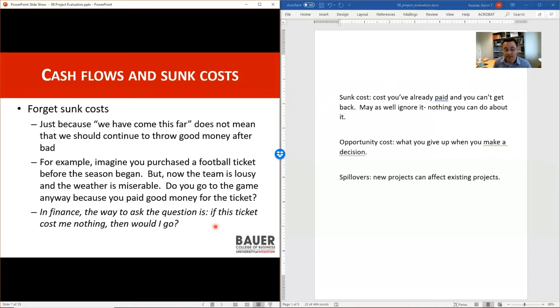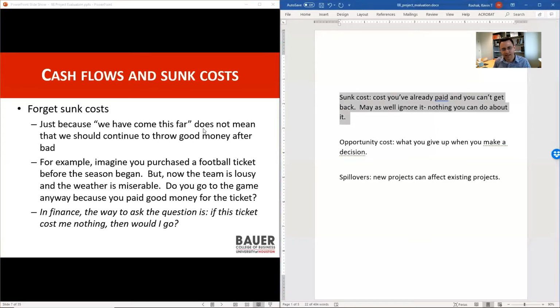Well, suppose this ticket costs you nothing. Right? Then should you go? You already bought the ticket. You already have it. So in principle, it doesn't cost you anything to go because you already have the ticket. So that should be your benchmark. You shouldn't be thinking about how much I paid in the past. That's irrelevant. What's relevant to you is the decision today. What could I be doing besides going to the football game? Is anything else better than going to the football game? Then I should do it.